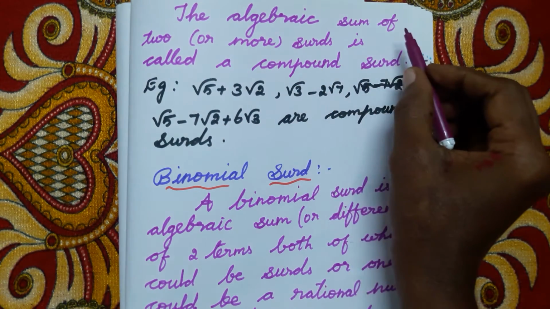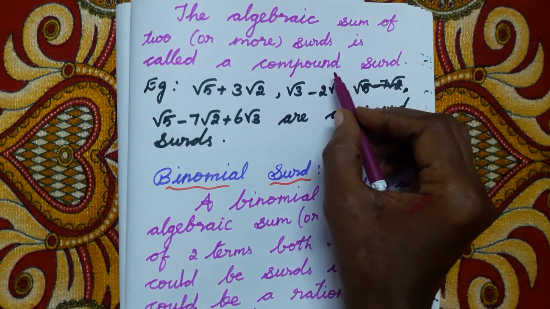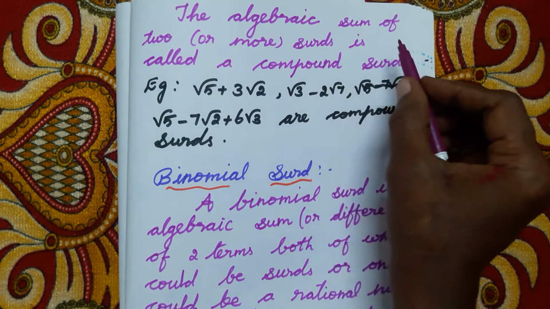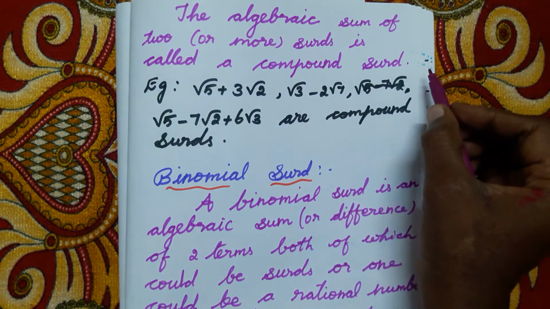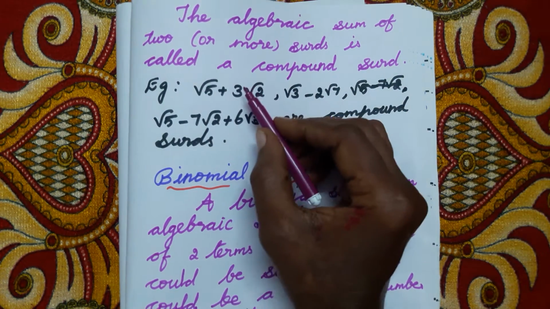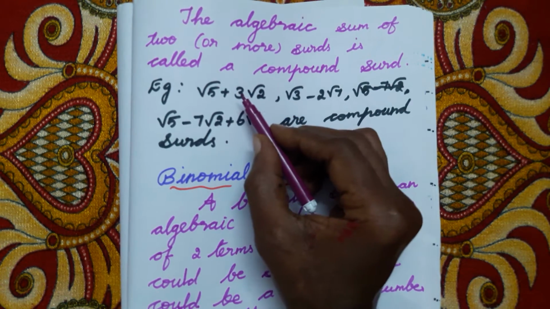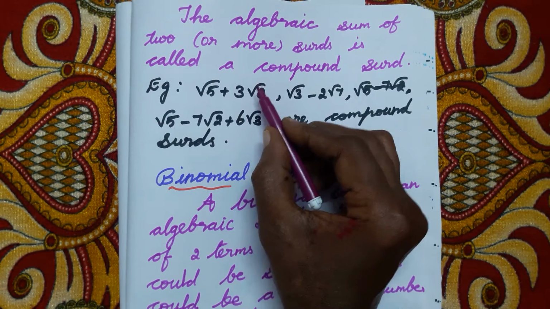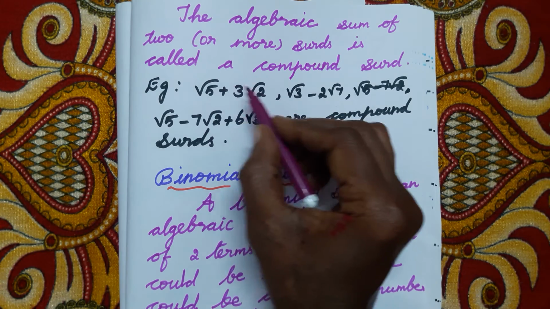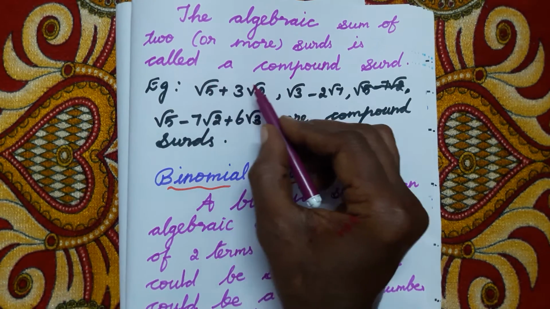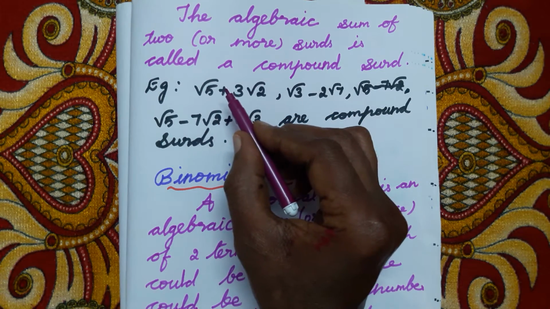Next, the algebraic sum of 2 or more surds is called a compound surd. For example, root 5 plus 3 root 2. Here root 5 is one surd and 3 root 2 is another surd. Both together are the sum of 2 surds. These together are a compound surd. We can say root 5 plus 3 root 2 is a compound surd.